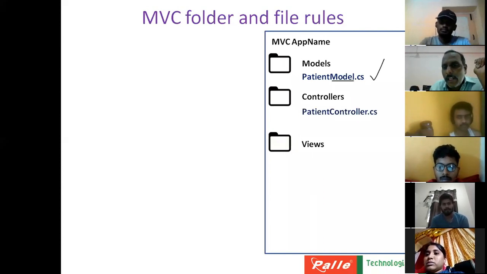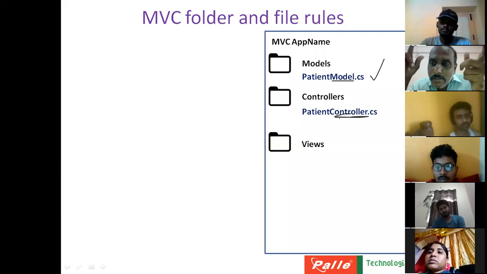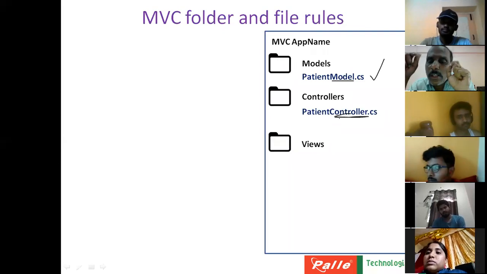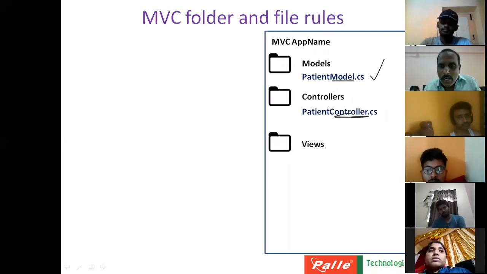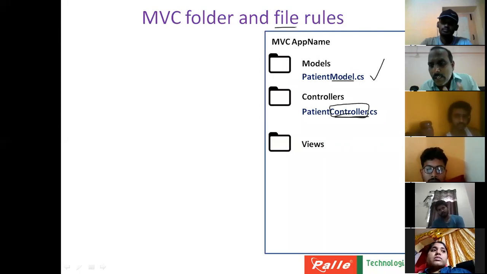Similarly, when you are dealing with patient data, I recommend you create the controller with the name PatientController.cs. You have to create a file with the name PatientController in the Controllers folder. If your file name does not have Controller, your code will not work, because that is the rule present in the MVC application. Every controller file must have Controller as suffix.